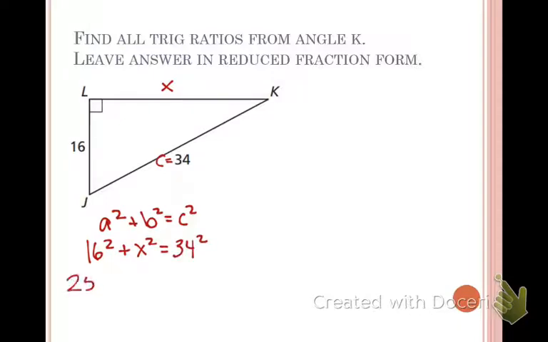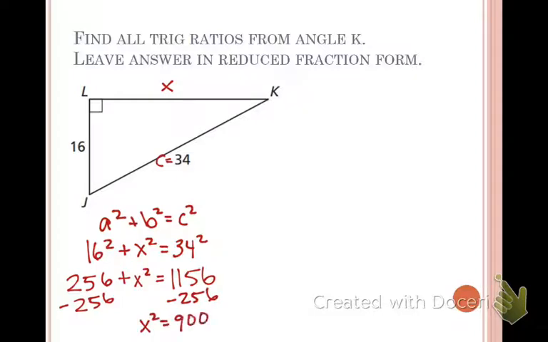16 squared is? 34 squared, 1156. Subtract 256. X squared equals? So then x equals 30. So that's my missing side.